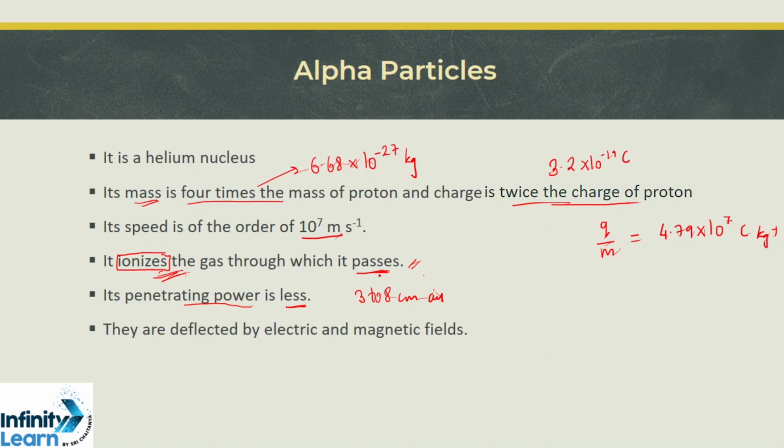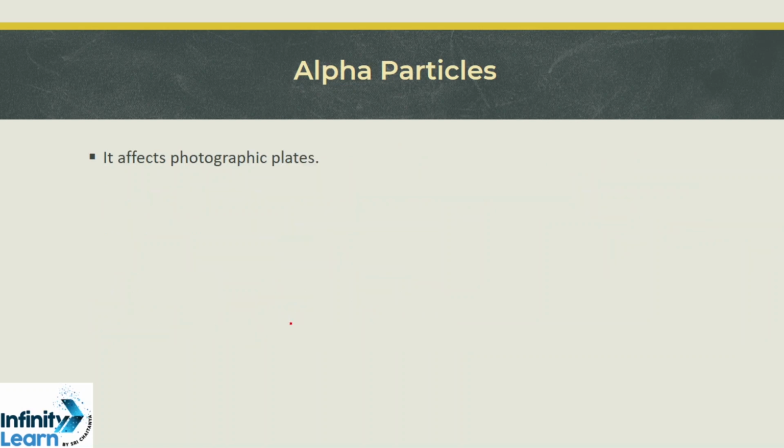Next, since alpha particles are charged particles, they are deflected by electric and magnetic fields. Compared to beta particle, it is less deflected because the mass of alpha particle is more compared to beta particle. Next, alpha particles affect photographic plates. All the radioactive emissions affect photographic plates. Then we have fluorescence happening on striking fluorescent material. Fluorescence means it kind of glows on striking a fluorescent material.